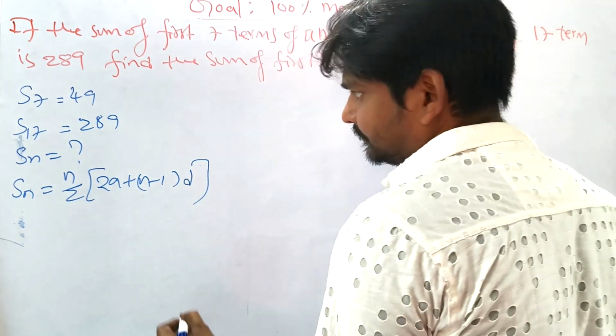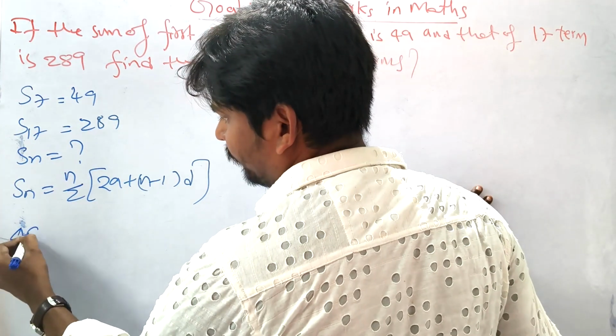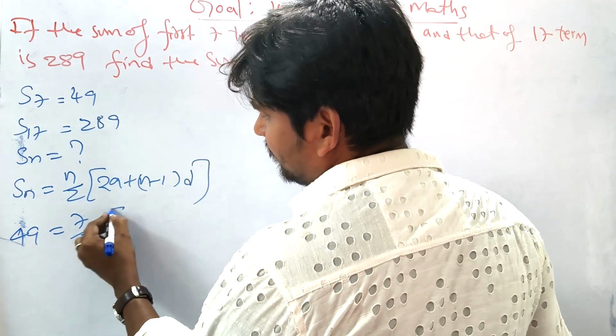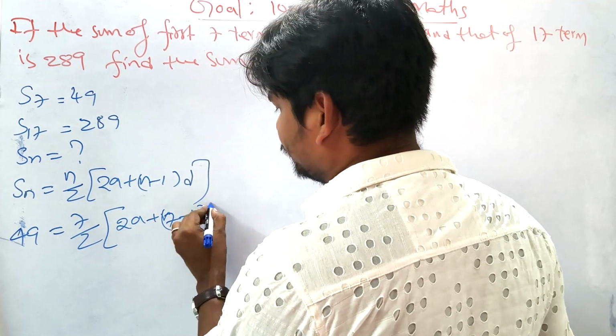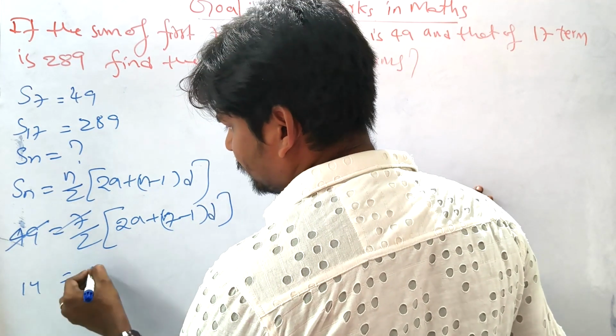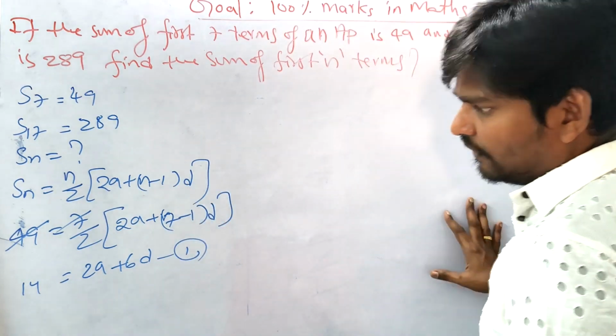From this, you can take first the sum of 7 terms, which is already given. Substitute 49 here, where n is equal to 7, because the sum of the first 7 terms is given. 2a plus n minus 1, where n is equal to 7, 7 minus 1, into d. From this you will get, the 7 times cancel, 14 is equal to 2a plus 6d. This is equation 1. Clear, all of you?